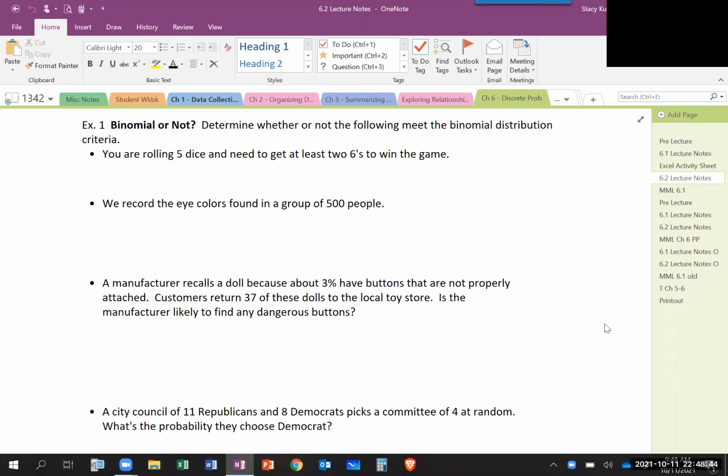How about the next one? A manufacturer recalls a doll because 3% have buttons that are not properly attached. Customers return 37 of the dolls to this toy store. Is the manufacturer likely to find any dangerous buttons? So we're just trying to figure out, are there a fixed number of trials? Yes, there's 37 trials. The sample size is 37. I want you all to get used to writing that down. Number one, yes, n is equal to 37. Are they independent?